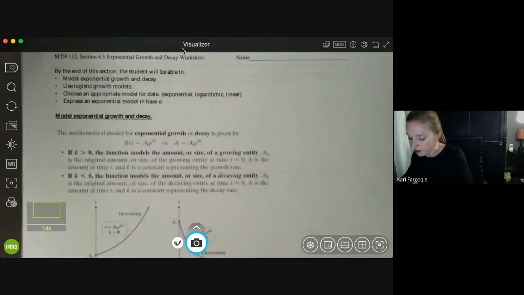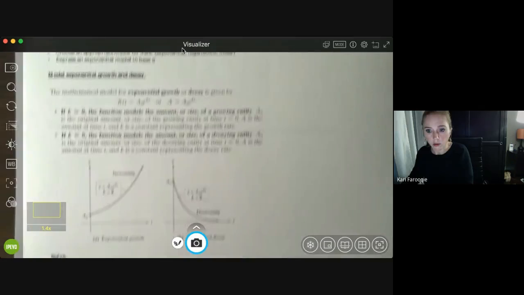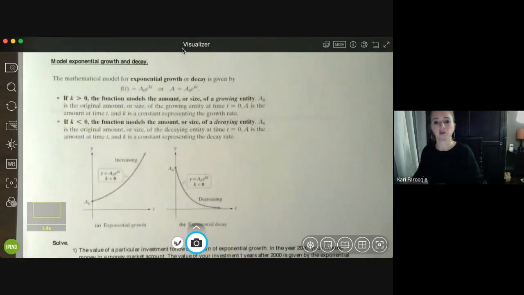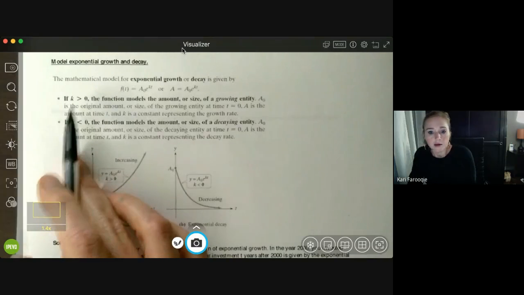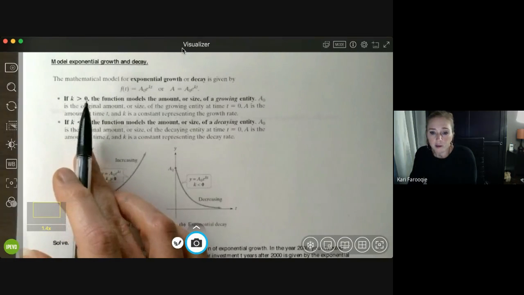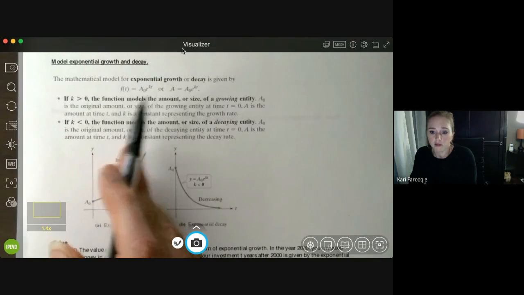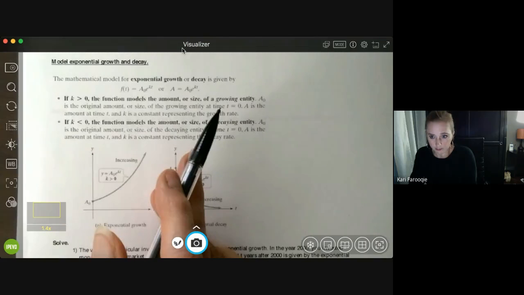The mathematical model for exponential growth or decay is given by f of t equals a sub naught e to the kt, or A equals a sub naught e to the kt. Now, you might be wondering, why is the model the same for growth and decay? That doesn't make any sense. Well, the difference will lie in the value of k. So if your value of k is positive, then the function models the amount or size of a growing entity.